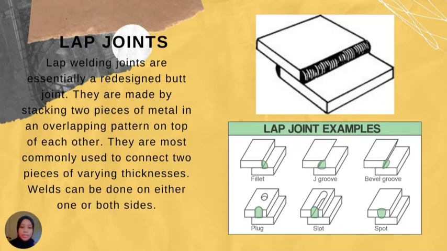So here is the picture of lap joints. There are also six examples of a lap joint here, same as the butt joint, which are fillet, J groove, bevel groove, plug, slot, and spot.